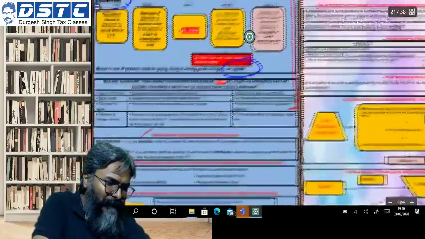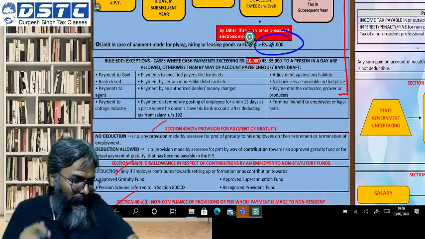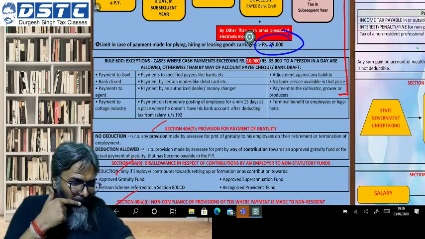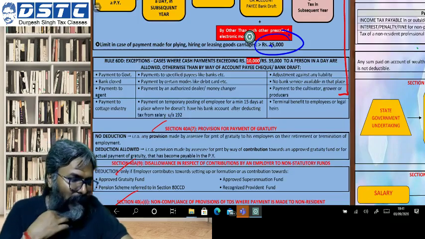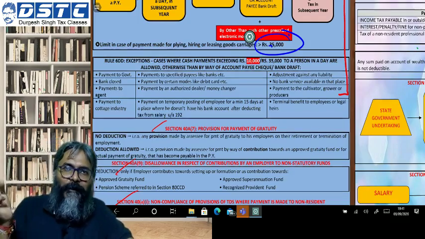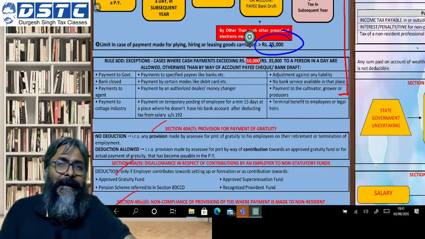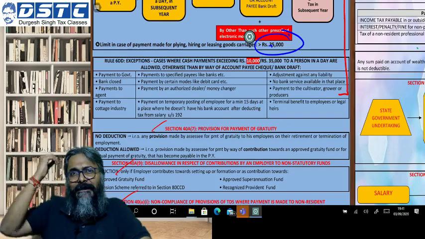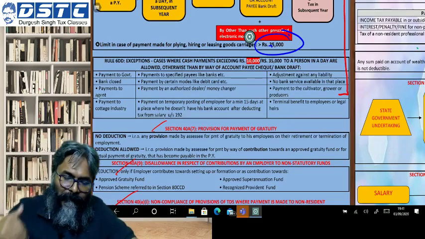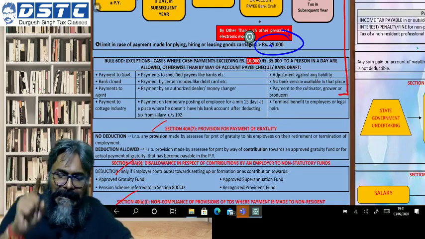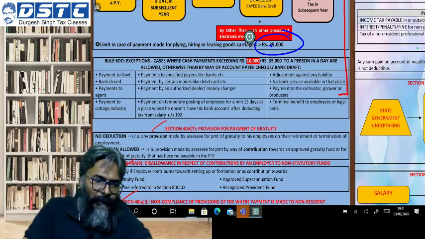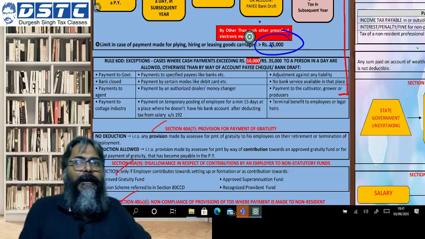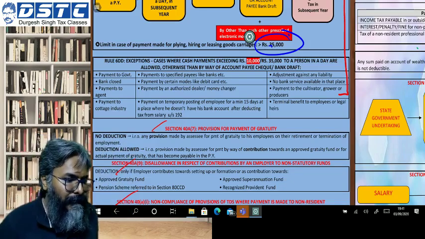Students, this rule 6DD is very important for your IPCC, Inter-C, sorry. And we all know what this rule 6DD is all about. Now, rule 6DD is about what, students? Exceptions where you can continue to make the payment in cash in excess of 10,000 or in excess of rupees 35,000 without any disallowances. You'll say, sir, what are those cases? So those cases are in front of you.